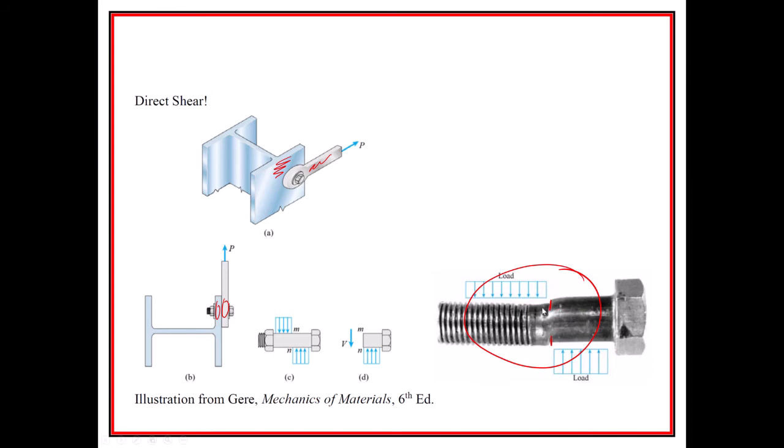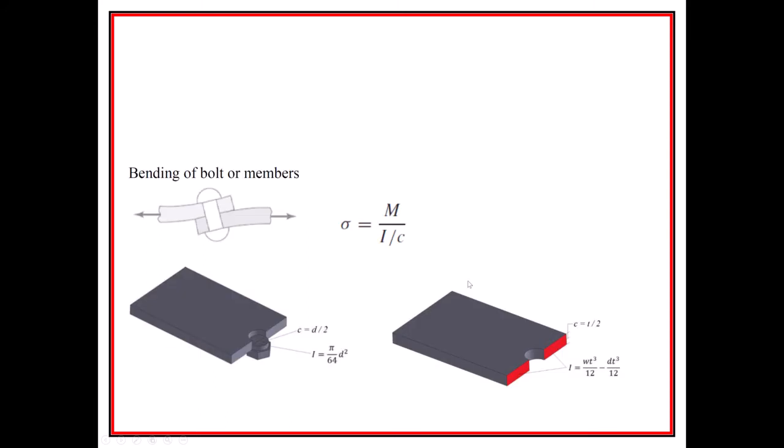And most of the time for failure, we're going to look at permanent deformation. So it's going to be yield, surpassing the yield strength, that will happen in this. So here's one that's bending failure. All right, so bending of the member.